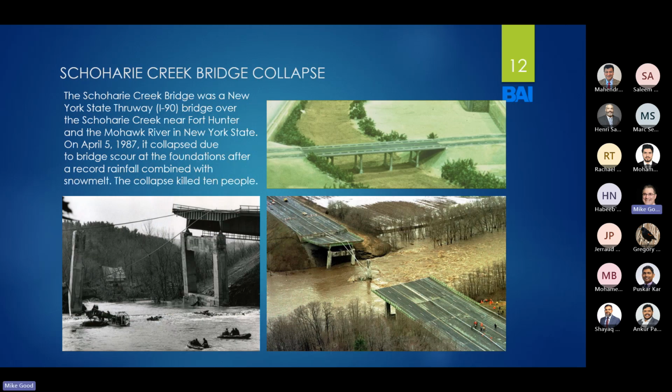So one of the key things that happened in 1987 was that a high spring flood caused the bridge over Schoharie Creek in Upstate New York to collapse. You had a large snow melt combined with rainfall totaling almost 6 inches, which produced an estimated 50-year flood. The third pier from the west abutment collapsed, and then it was followed later by the second pier.